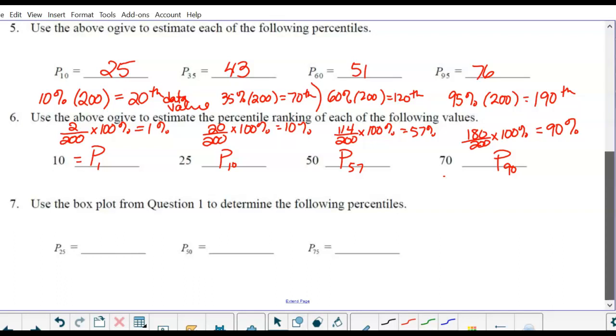Okay, and then it says use the box plot from question one to determine the following percentiles. So remember, P25 is the same as Q1. P50 is the same as the median, and this is the same as Q2. P75 is the same as Q3. So if you look back to question 1, then your Q1 was 5.95. So that's your percentile value. And then the median was 7.5, and Q3 was 8.15. That's really it.